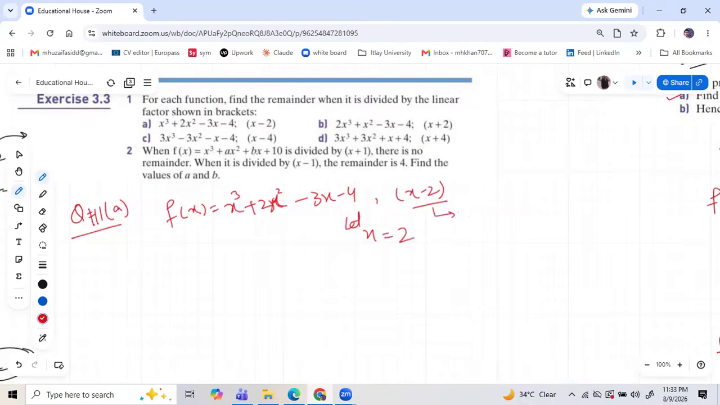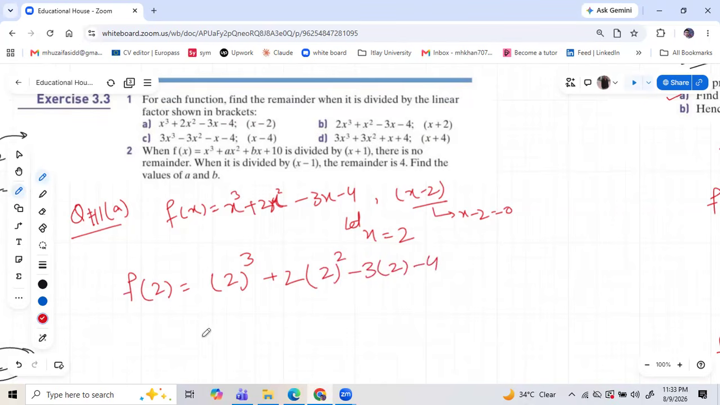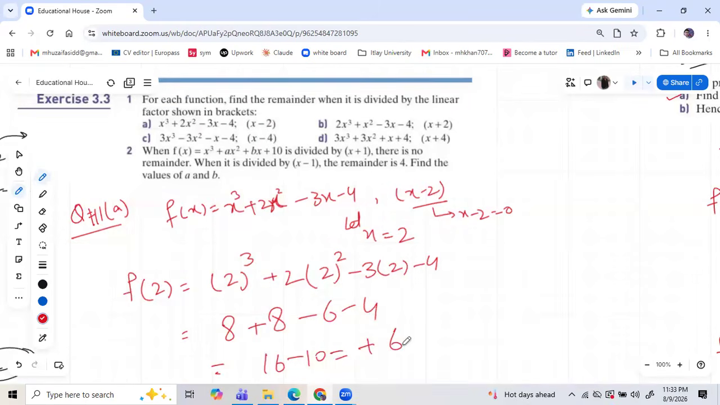For this one, let x is equal to 2. So it gives us x is equal to 2. And f of 2 is equal to 2 cubed plus 2 into 2 squared minus 3 into 2, which is minus 4. So this is equal to 8 plus 8, minus 6, minus 4. So this gives us 16 minus 10, which is equal to plus 6. Did you get it? Yeah.